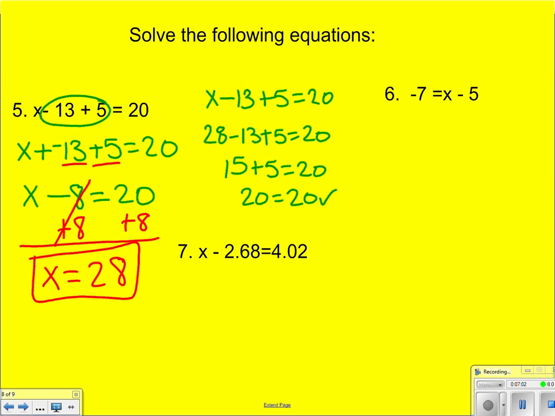All right, number 6 and number 7, I want you to look at. Look at number 6 carefully. The x is on the other side. That's okay. You're going to solve it the same way. I will give you one hint. If you want to rewrite it, you can. Just make sure you carry over all your negative signs. They mean the exact same thing. And number 7, you're doing the same thing, but we're working with decimals with it too.